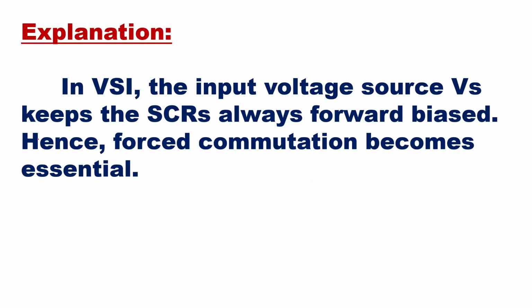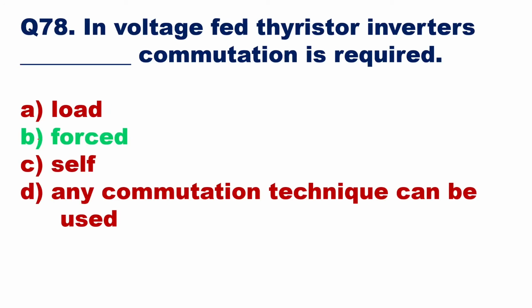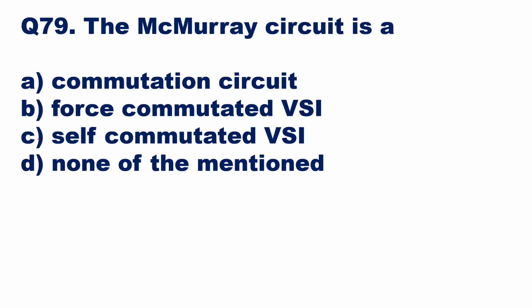In voltage source inverter, the input voltage source Vs keeps the SCR always forward biased. Hence, forced commutation becomes essential. So here option B, that is forced commutation, is the right answer. Then we'll go to question number 79.